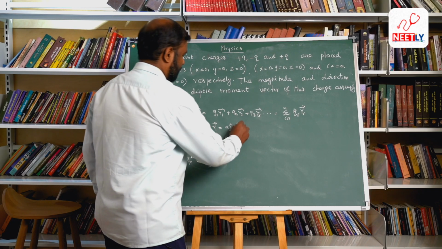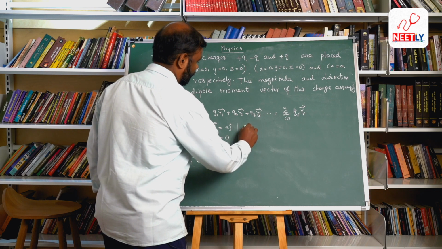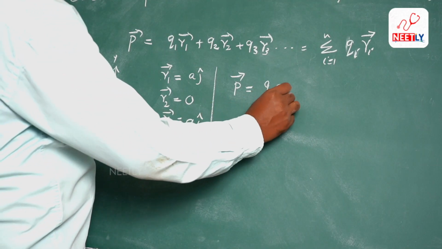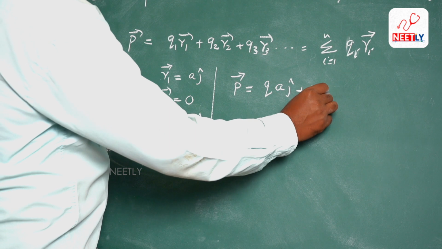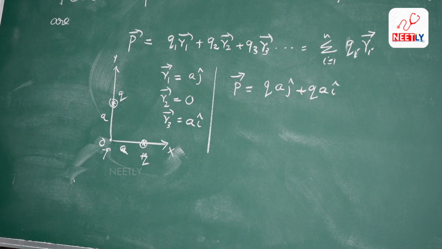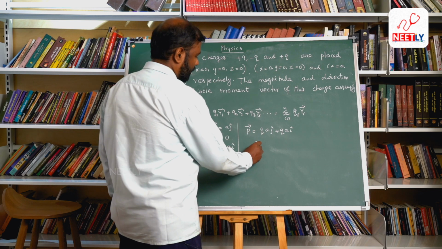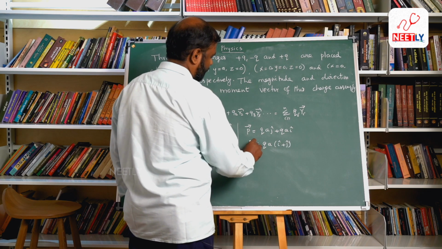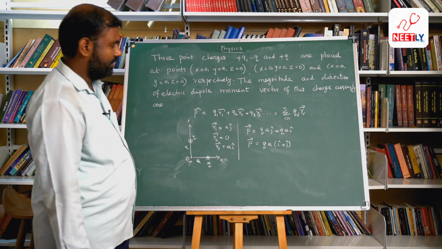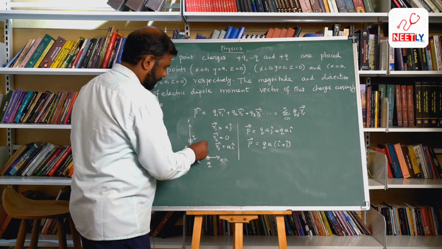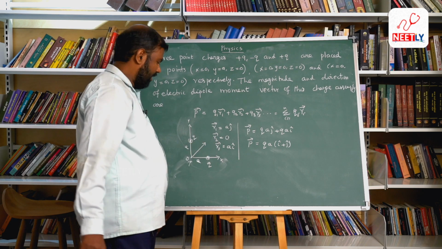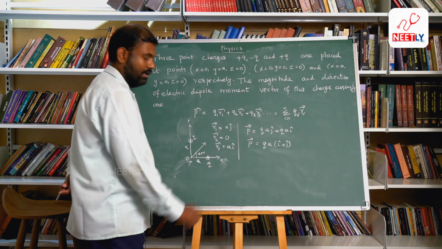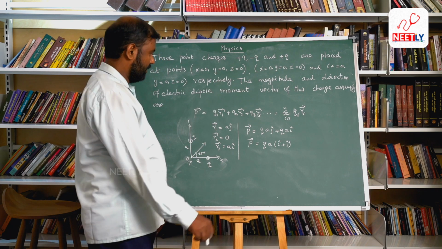So substitute, straightforward. P vector is equal to Q into A J cap plus Q A I cap. So I have Q A times (I cap plus J cap). This is the electric dipole moment vector. In fact, it is I plus J, so exactly it is at 45 degrees with respect to either the vertical axis or the horizontal. So this is the direction of the dipole moment.